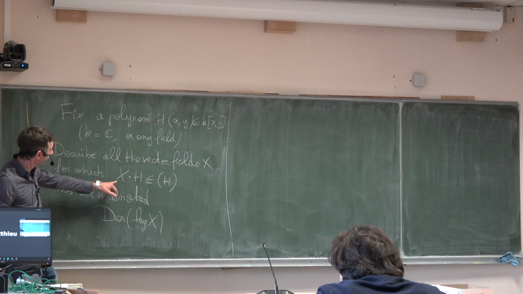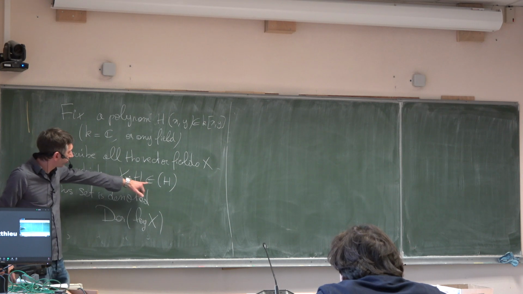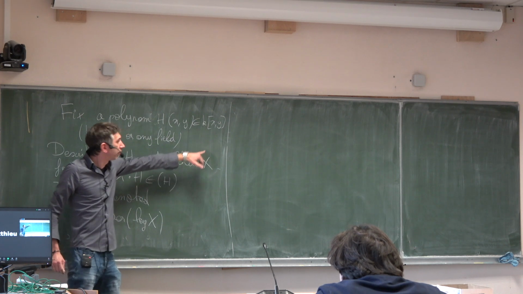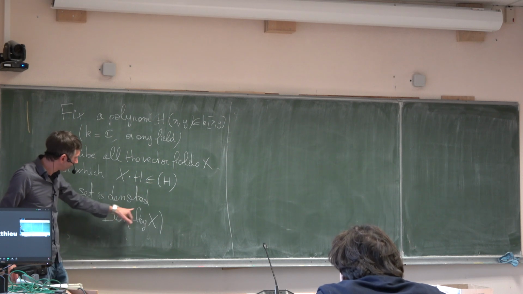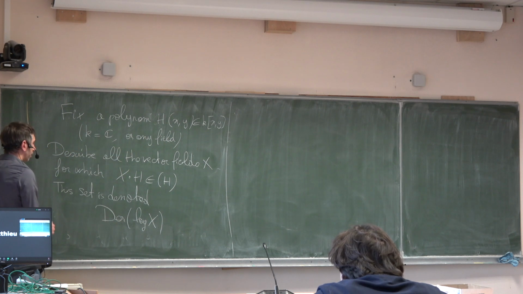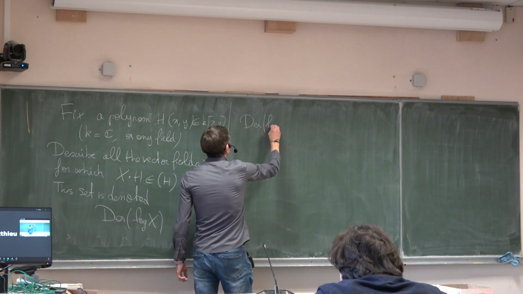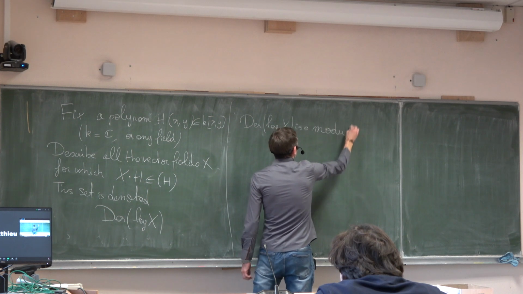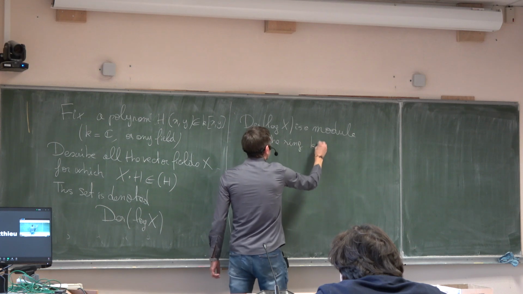There is a very, very simple remark. If you have an X that satisfies this property, you can multiply X by an element of this ring, by a polynomial, and it still satisfies this. Meaning that this set is not just a set, this is actually a module over the ring of polynomial functions. This is a trivial remark. This set is a module on the ring K[x,y].